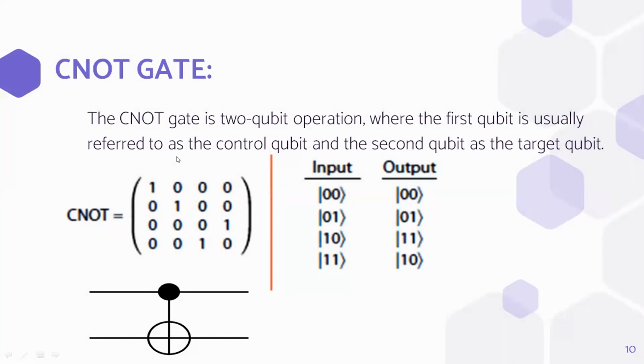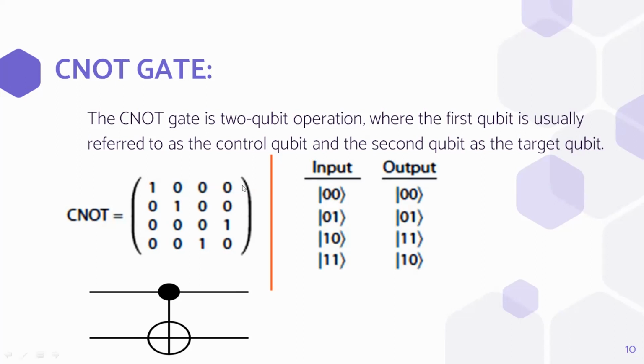So the next gate is the CNOT gate. Now the CNOT gate is a 2-qubit gate, so it will require 2 qubits to be implemented. The first qubit is referred to as the control qubit, and the second qubit is referred to as the target qubit. So the CNOT gate is basically an if gate. If the control qubit is |1>, then it applies the Pauli X gate to the target qubit, and if the control qubit is |0>, then it will leave the target qubit unchanged.